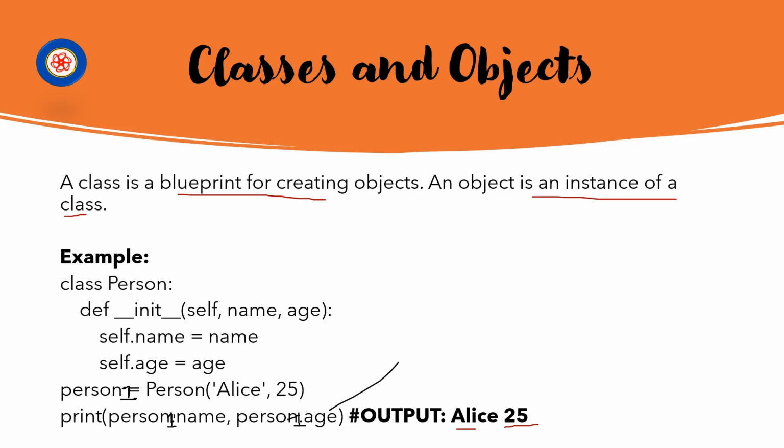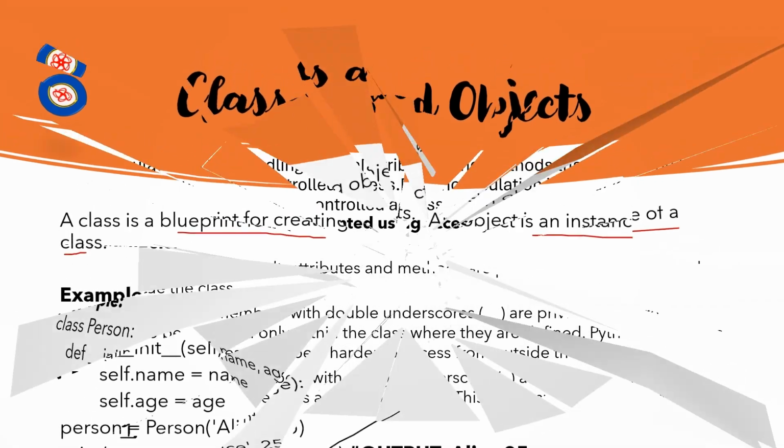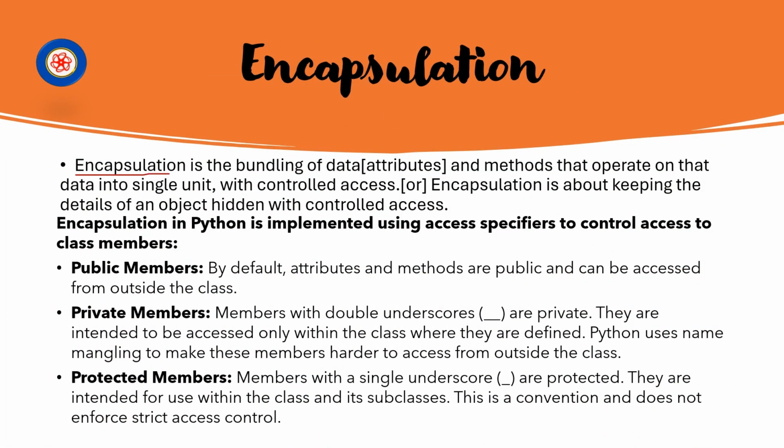Moving on, let's talk about encapsulation. Encapsulation is the concept of bundling the data and the methods that operate on that data into a single unit. This is the official definition for encapsulation. In simple words, you can say encapsulation is about keeping the details of the object hidden with controlled access. It involves restricting direct access to some of the object components, which is also known as data hiding.